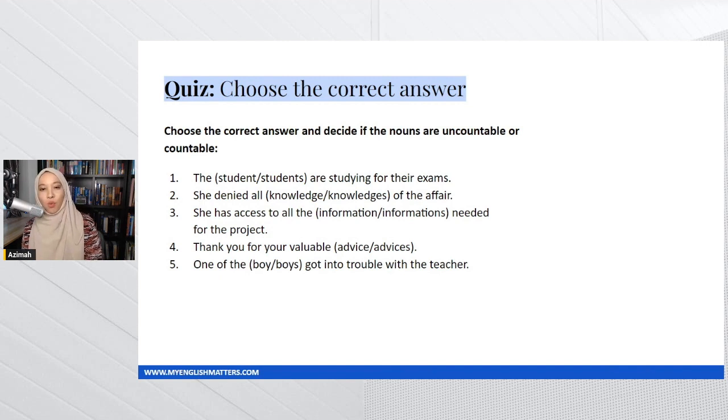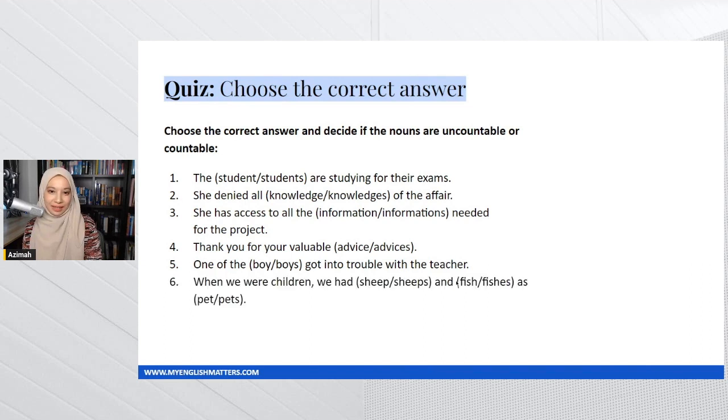Number 5, one of the boy or boys got into trouble with the teacher. One of the boy or one of the boys got into trouble with the teacher. Be careful for number 5. This is another common mistake we make, especially when we see one of the.